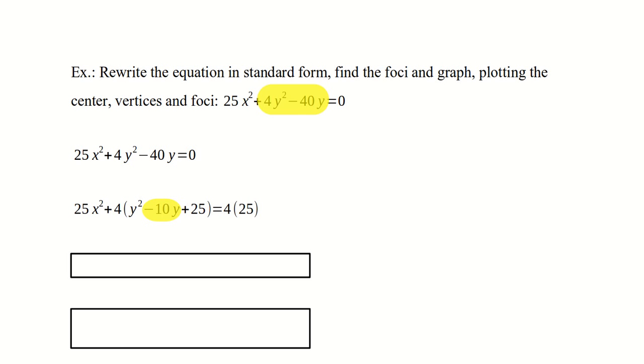So that negative 10 is our m. That's the thing that we're going to go through and take half of. That's negative 5, and square it. And when we square negative 5, we get 25. That's the square that we're adding to both sides.